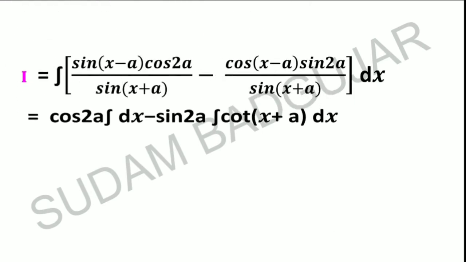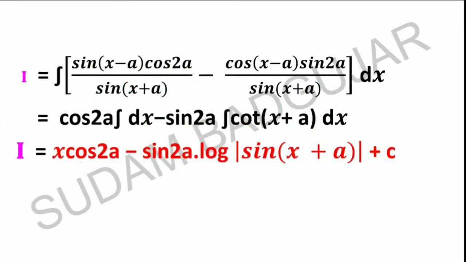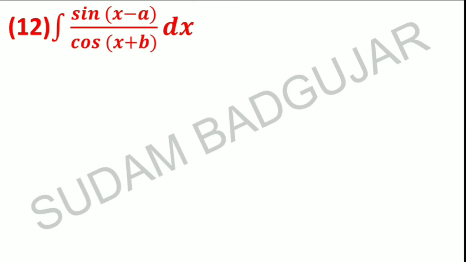Okay, so it is nothing but integration of sine and cos only. There are only two types of function, only sine and cos. No tan, no sec, no cot of any function is there. Okay, it's a very simple form. Now the next sum is question number 12. It is the same type, sine of something upon cos of something.